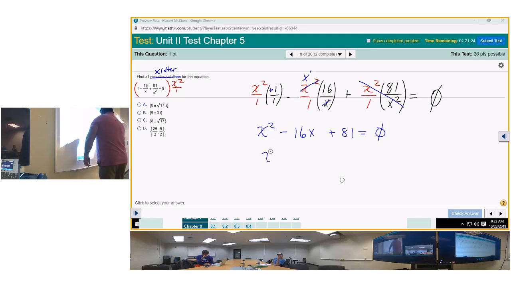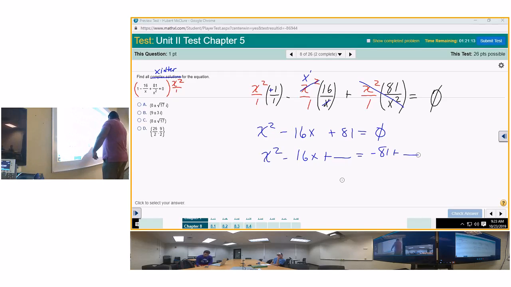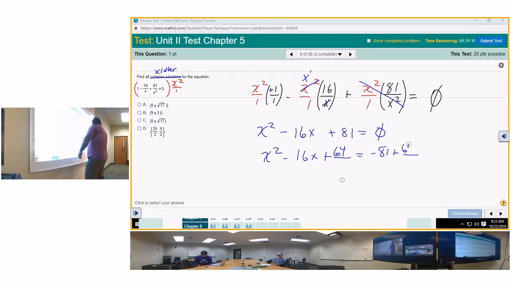So x squared minus 16x plus blank is equal to negative 81 plus blank. And half of 16 is 8, squared. 64.